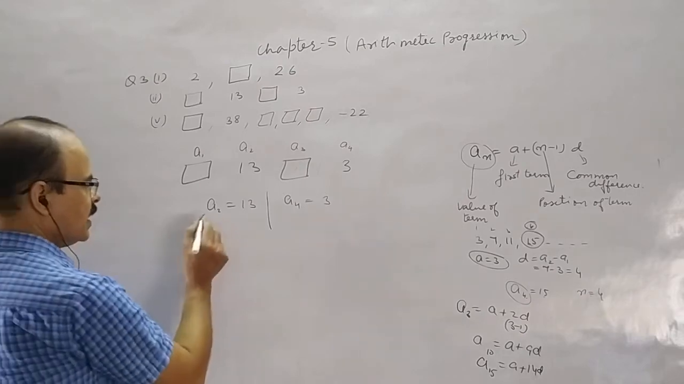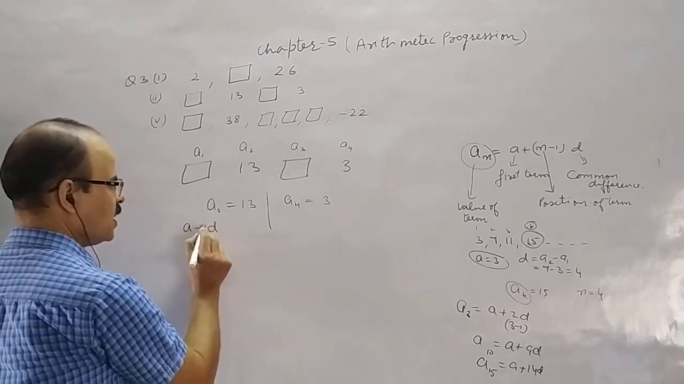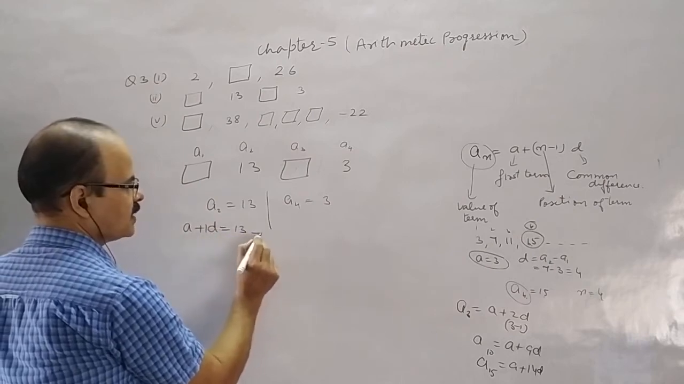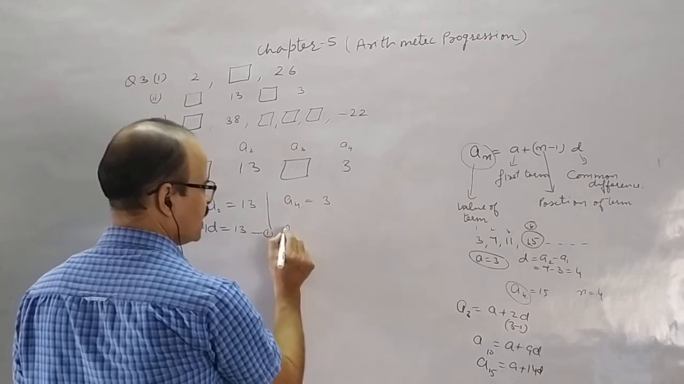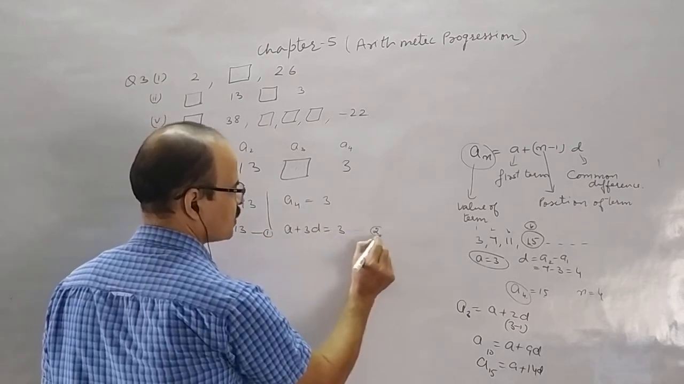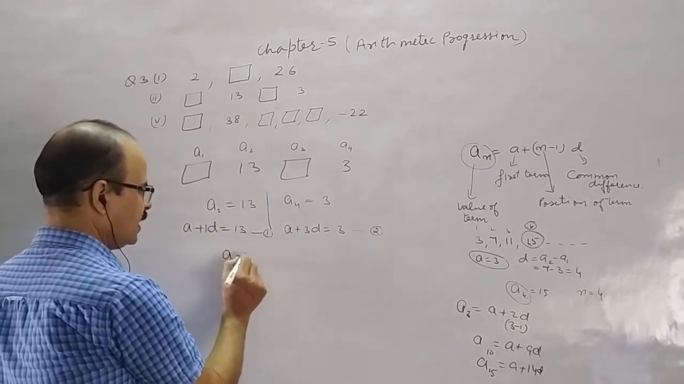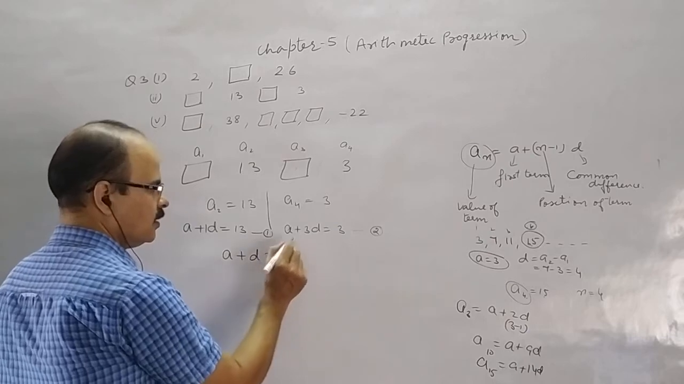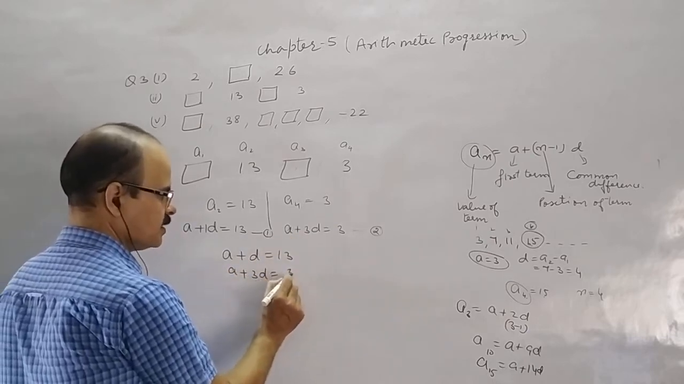A2 can be written as A plus 2 minus 1, which will give you 1D, is equal to 13. This is the first equation. A4 can be written as A plus 3D, and this is the second equation. So we will solve these 2 equations by the elimination method, as you have done in linear equations in 2 variables.